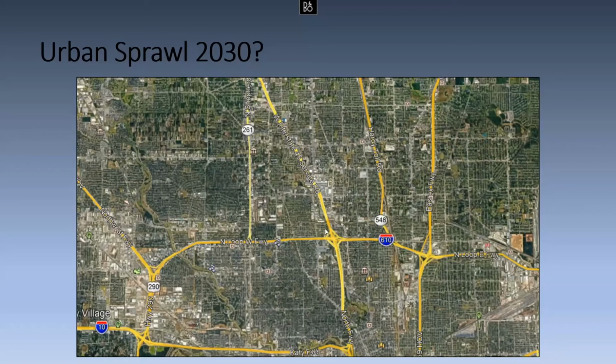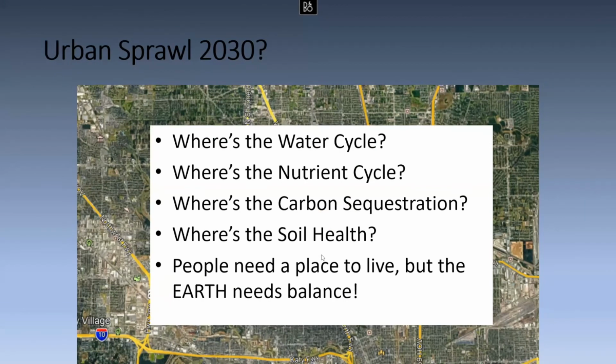This is a screenshot of Houston. Here's the 610 loop on the north side of Houston right there. It's solid people, okay? And I ask you, when we get in this situation, where's the water cycle, right? We know water needs to hit those residues and slowly infiltrate into the soil. What happens when it hits a roof or the driveway, or even the compacted lawn? That water is going to instantly run off. Where's the nutrient cycle? There's no deep-rooted native plants there. Where's the carbon sequestration? Where's the soil health? And the short answer is it's not there.